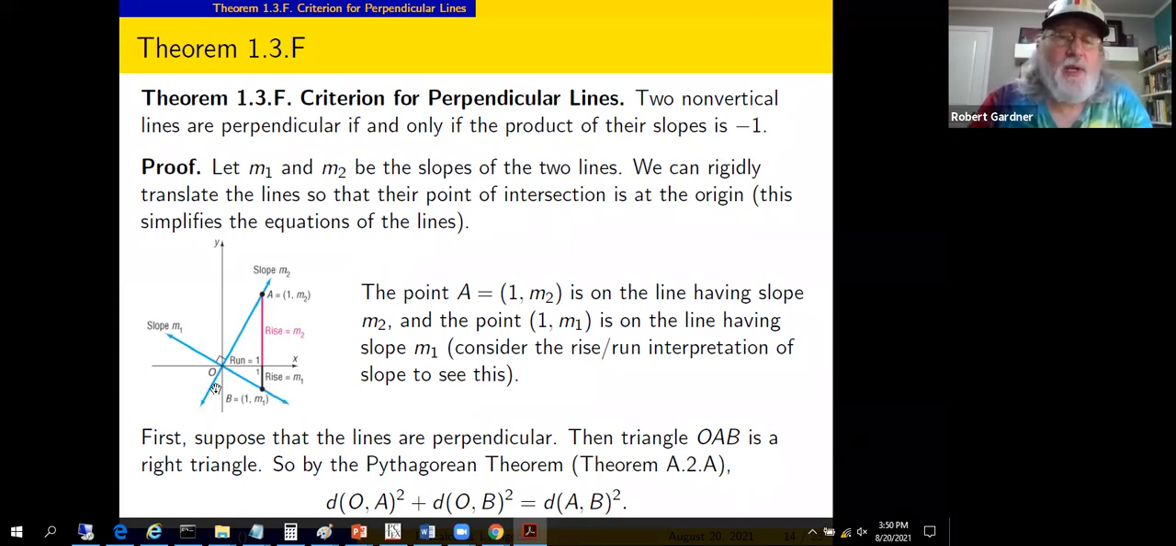First, suppose the lines are perpendicular. Suppose this really is a right angle. That means we're dealing with a right triangle. Hey, when dealing with a right triangle, triangle OAB, the Pythagorean theorem applies. We went through this in Appendix A2, and it says this distance squared plus this distance squared equals the hypotenuse squared. The distance from O to A, that's the length of this side, plus the distance from O to B, length of this side squared, equals the hypotenuse, the distance from A to B squared.